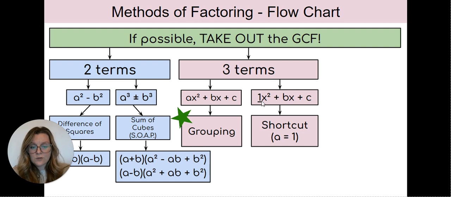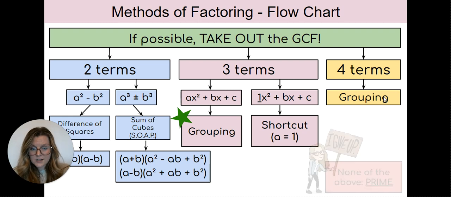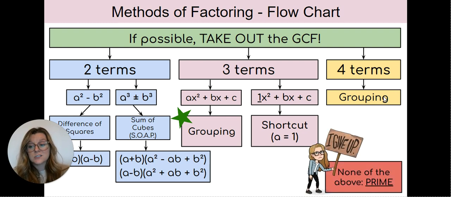If there is a 1 in front of the x squared, we can use a shortcut method, which I will show you guys in another video. If you don't want to know the shortcut, grouping will always work, even when there's a 1. And then for four terms, we could also use the process of grouping, again, in another video. If we can do none of these, then we are going to call it prime. Sometimes we are not able to find something that works with grouping, and that's okay. That just might mean that it is prime.